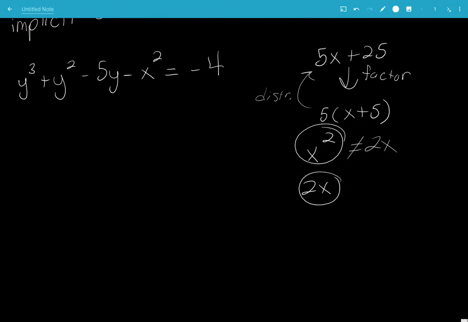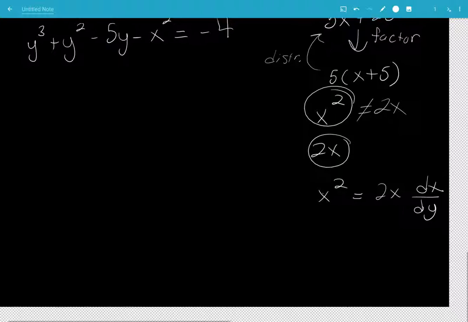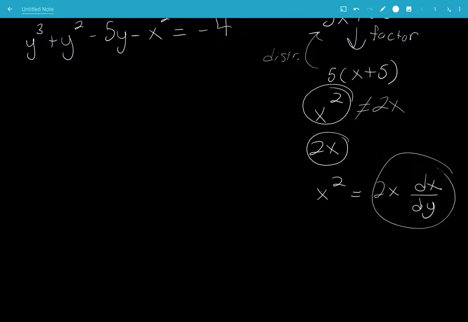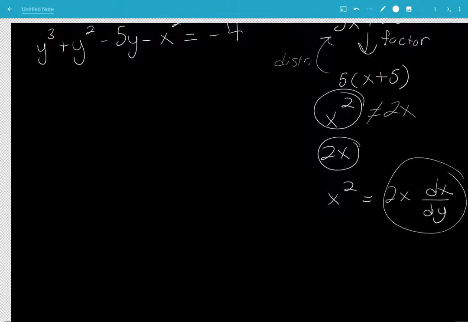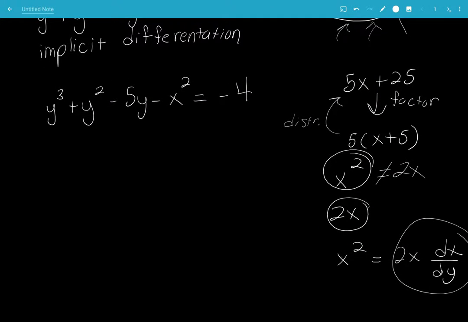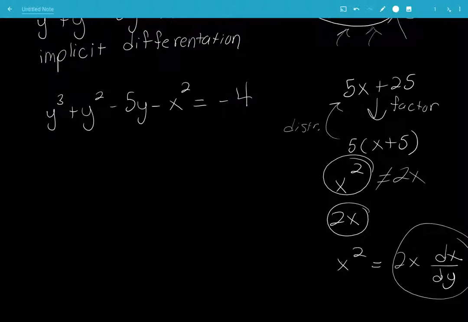But if I were to say x squared, and then I implicitly took the derivative on x, then this would equal 2x dx dy, which later you'll learn how to take an integral, then these two things will be equal. So that's kind of the reasoning for that. It's to preserve equality. Anyways, okay, so now we're actually going to do it.